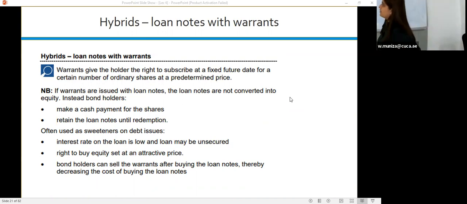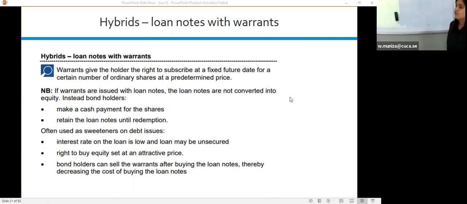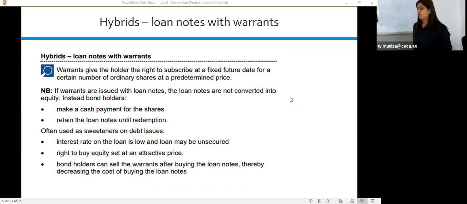Now, students, hybrids, that is, loan notes with warrants. In the case of loan notes issued with warrants, they are going to have more security. They again will have the capacity of being converted. They say warrants give the holder the right to subscribe, at a fixed future date, for a certain number of ordinary shares at a predetermined price. Now, in the case of warrants, we are going to have the capacity to convert the securities.